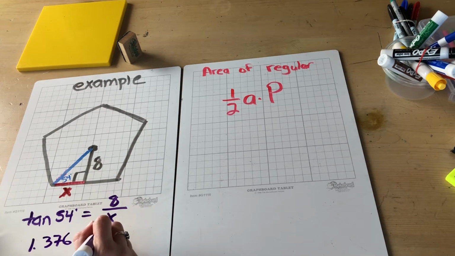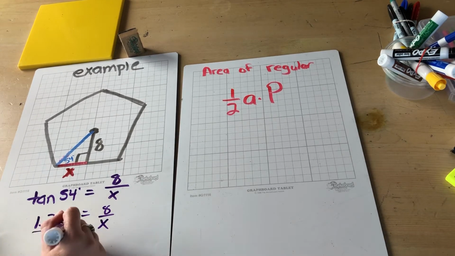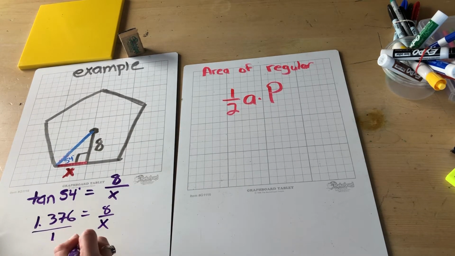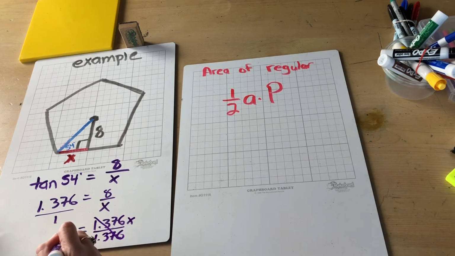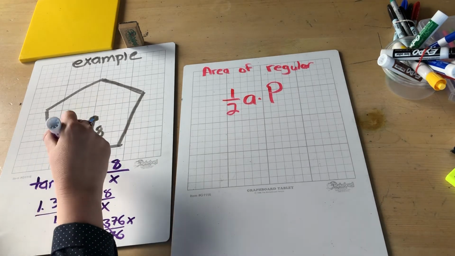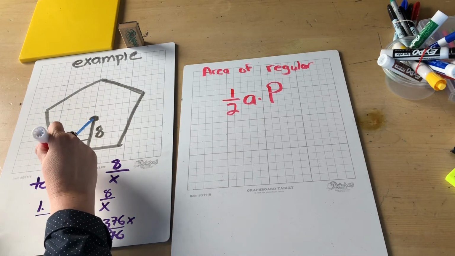1.376-ish. That equals 8 over x. Okay, then we're going to cross multiply. And I get 8 equals 1.376x, right? And then I just need to get the x alone, so I'm going to divide by the 1.376. Let's do that. All right, let's see what we get. So 8 divided by 1.376-ish. It's about 5.8. So if my x over here is 5.8, I just need to double that so I can get the full side.